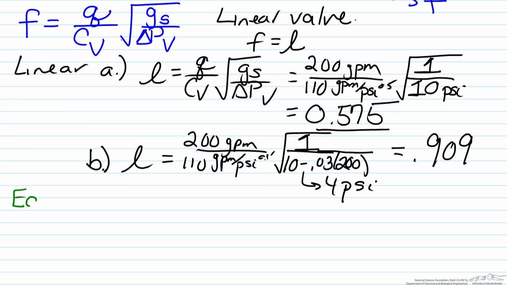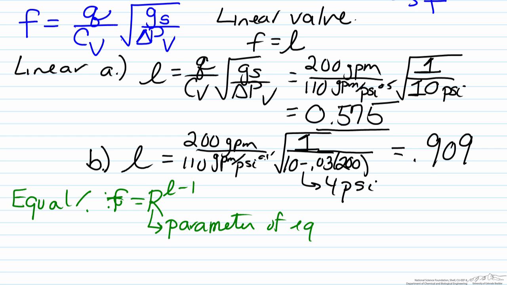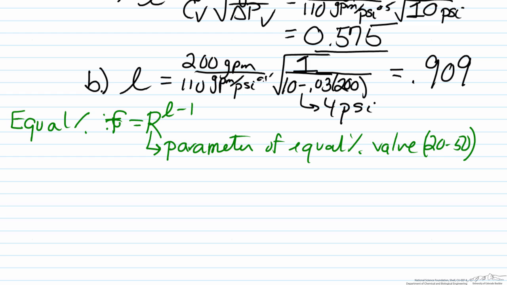Let's do analysis for the equal percentage valve. The major difference here is that F does not equal just the lift. In fact, it's a relationship of R raised to the L minus 1, where R is just a parameter of the equal percentage valve, which is usually somewhere in the range of 20 to 50. So if we wanted to use this equation, we would have to say that R raised to the L minus 1 equals Q over CV times the square root of GS over the pressure drop of the valve.